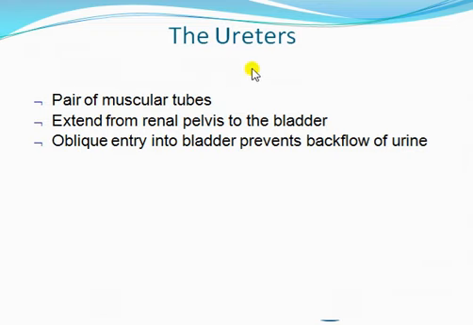Next, the ureters. So pairs of muscular tubes extend from the renal pelvis to the bladder. Oblique entry into the bladder prevents the backflow of urine. Because of this oblique entry, the urine only enters into the bladder. There is no backflow movement because of the oblique entry. So we can observe how it is.